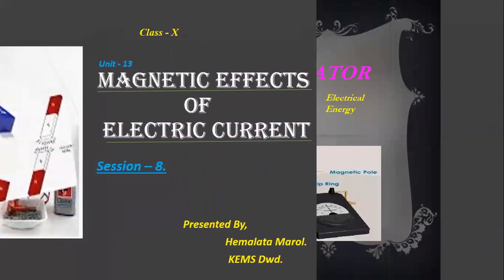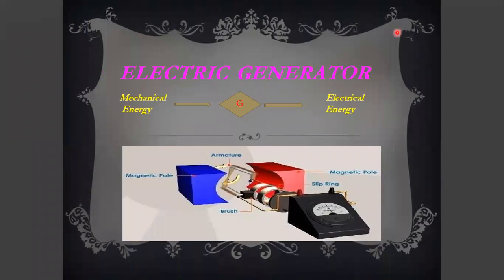Now today, children, we will study the electric generator, as shown in the figure here. You have already studied the electric motor. An electric motor is a rotating device which converts electrical energy to mechanical energy. Today we will study the electric generator. In an electric generator, mechanical energy is converted into electrical energy.